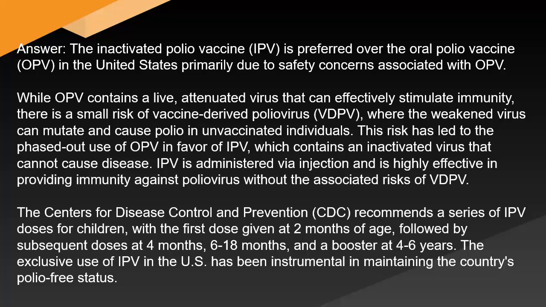This risk has led to the phased-out use of OPV in favor of IPV, which contains an inactivated virus that cannot cause disease. IPV is administered via injection and is highly effective in providing immunity against poliovirus without the associated risks of OPV. The Centers for Disease Control and Prevention (CDC) recommends a series of IPV doses for children, with the first dose given at 2 months of age, followed by subsequent doses at 4 months, 6 months, 18 months, and a booster at 4–6 years. The exclusive use of IPV in the U.S. has been instrumental in maintaining the country's polio-free status.